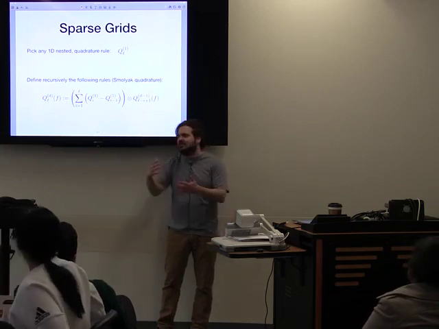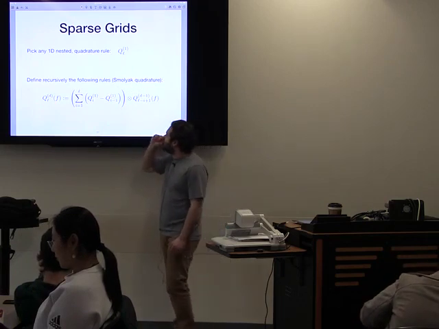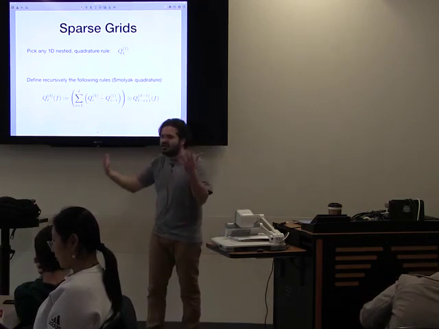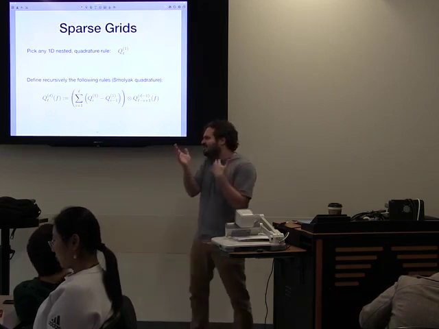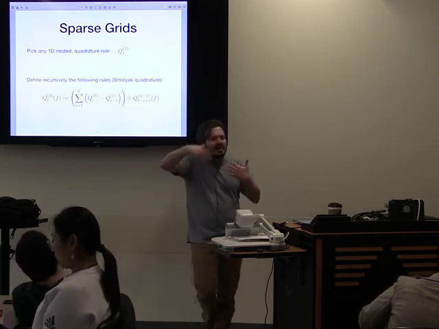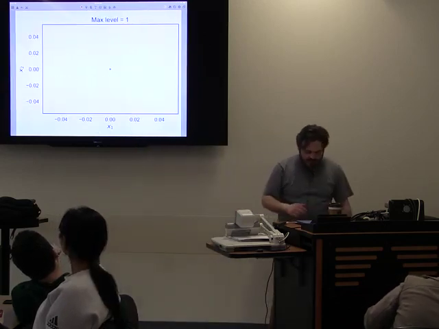So it's basically a recursive definition of quadrature rules in higher dimensions. And it doesn't quite take the tensor product of two lower dimensional quadrature rules, but it takes the tensor product and it throws away some stuff. Okay? And this is how it looks.